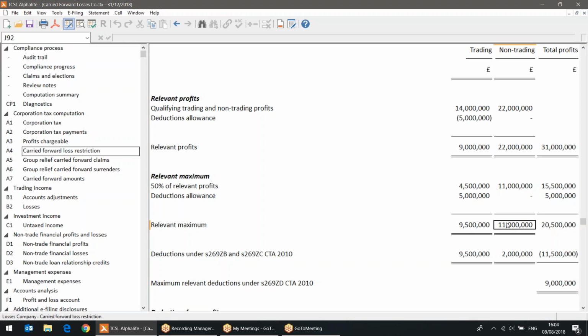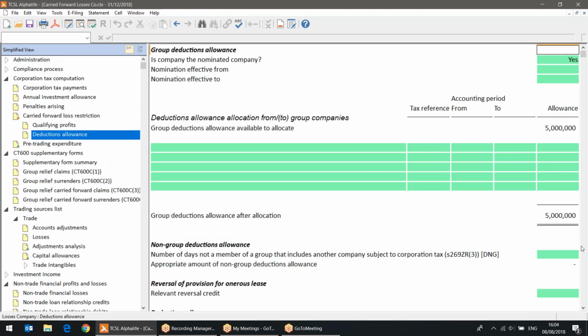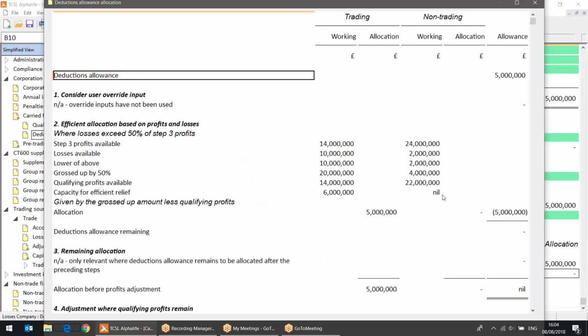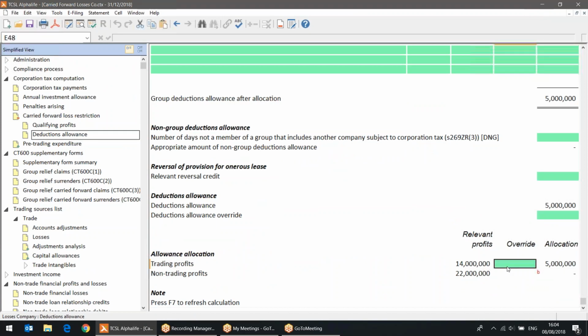Now, Alphatax will apply this efficient allocation automatically, and details of the calculation being performed are presented on a breakdown detail statement, which is available from the deduction allowance input statement. An override input for this allocation is also provided if required. Should the deductions allowance exceed qualifying profits, relevant profits are limited to nil in the legislation.